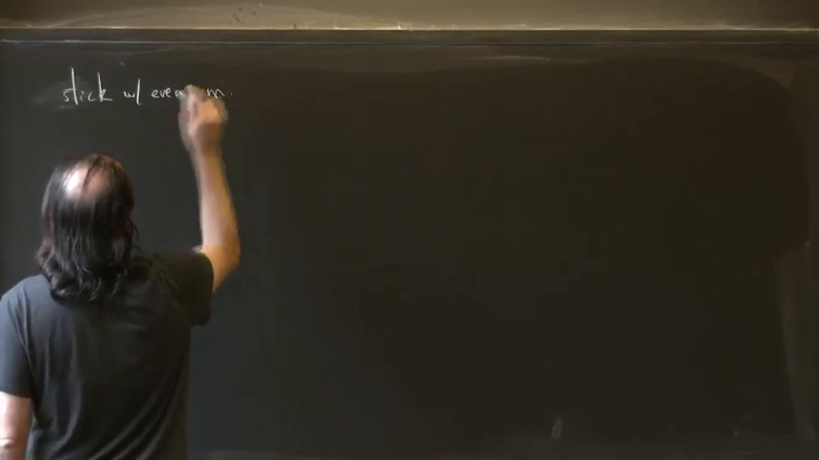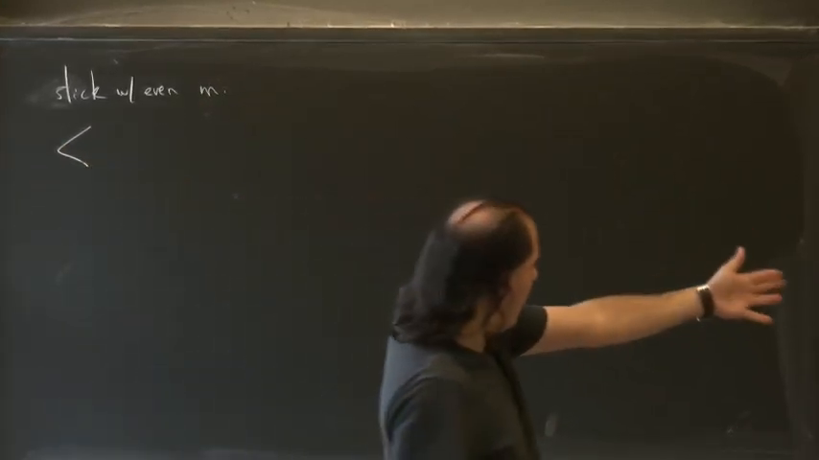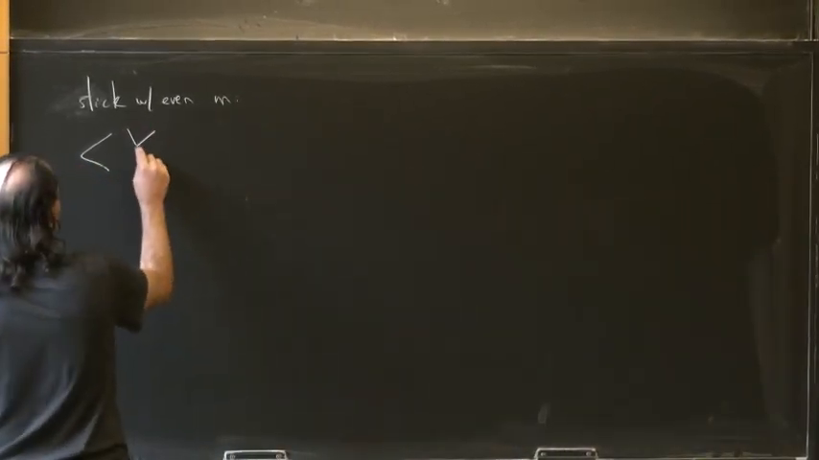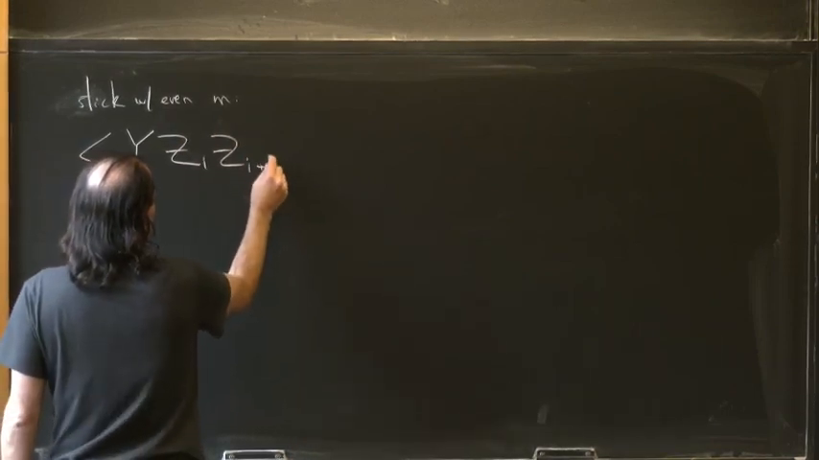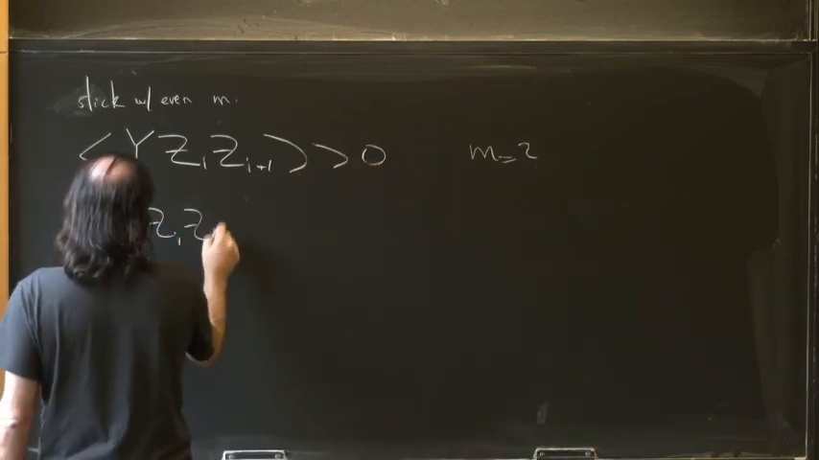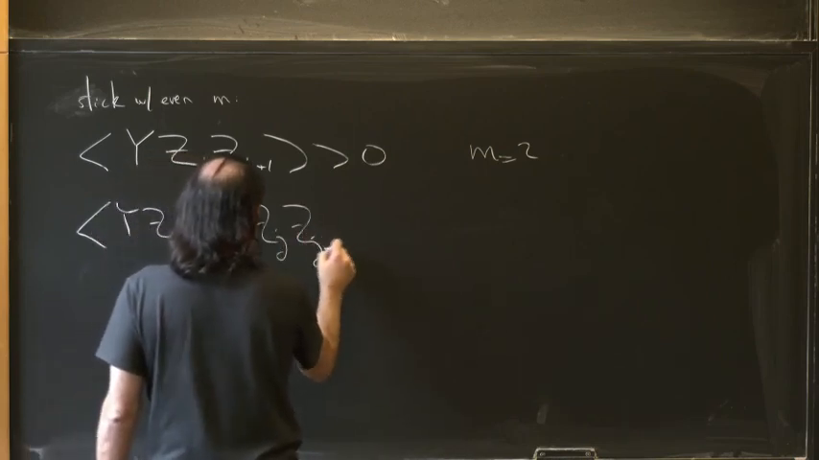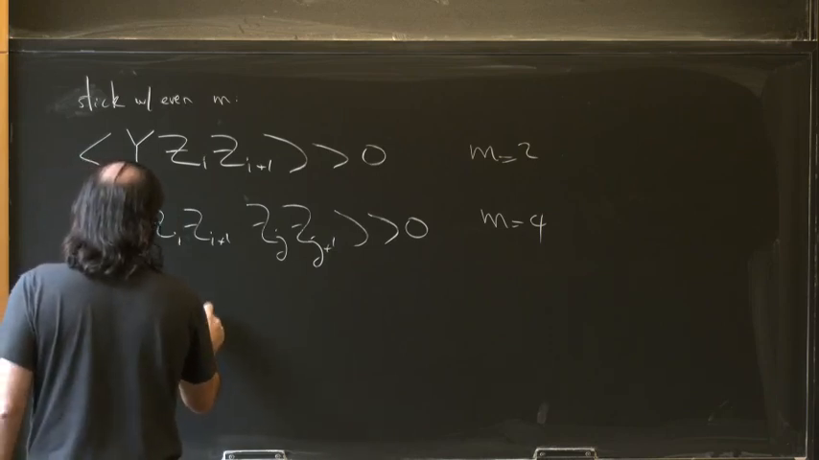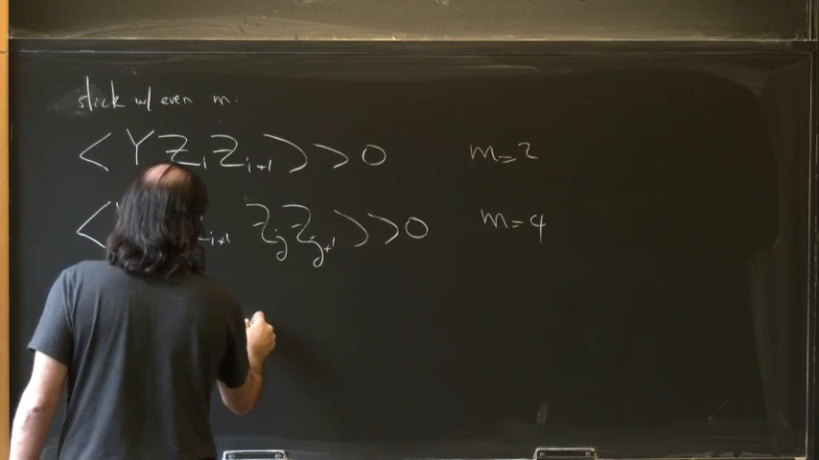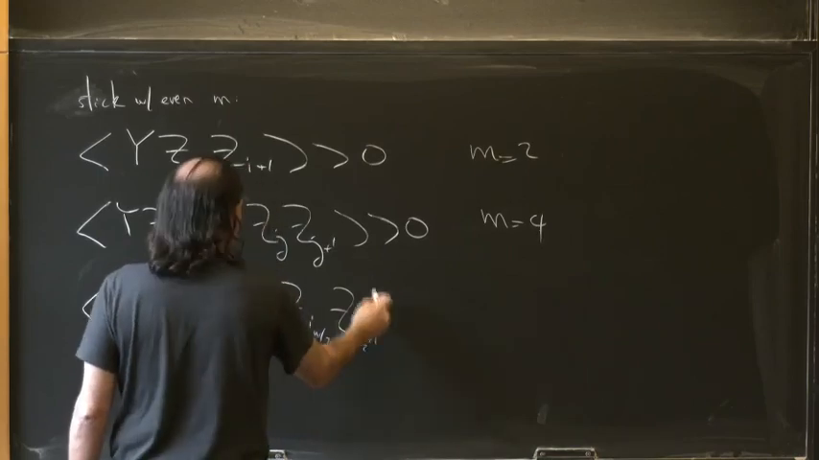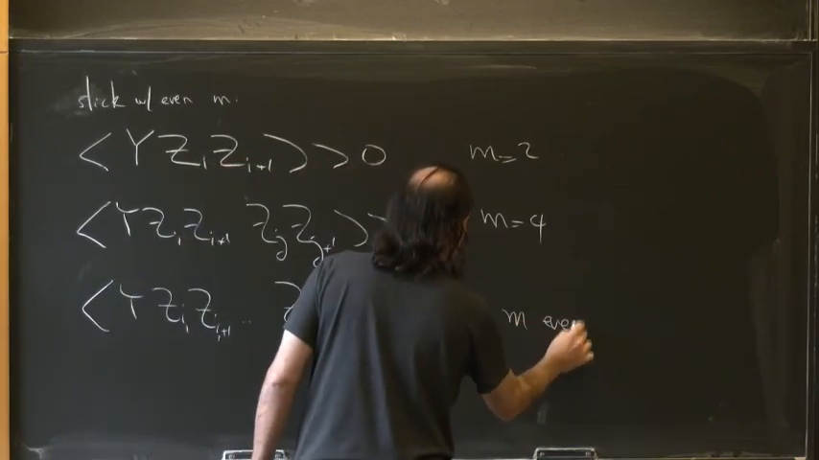Okay, and I already pointed out last time that, just for simplicity, sticking with even m for a second, this formula, just the map quite straightforwardly, tells you that y z_i z_i plus 1 is actually positive for m equals 2, that y z_i z_i plus 1 z_j z_j plus 1 is positive for m equals 4, and so on. So y i_1, i_1 plus 1, up to i_(m/2), i_(m/2) plus 1 is positive for general even m.